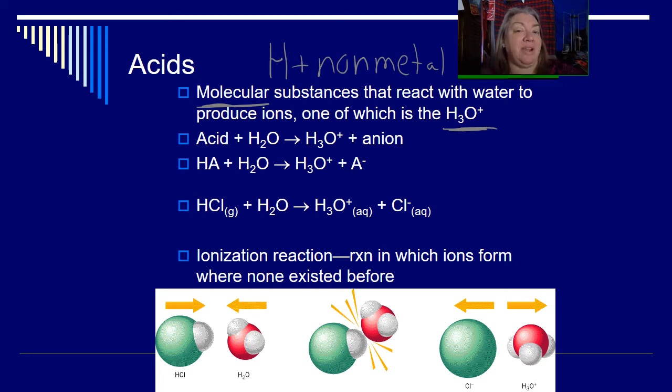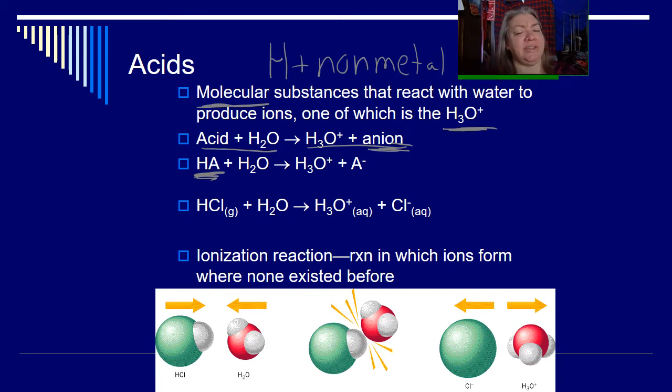Now, what happens there is that the water goes over and it steals away the hydrogen, and it leaves behind whatever else it had. So we can say that the acid plus water gives hydronium plus an anion. Do you remember what an anion is? That just means something with a negative charge. So we can write this generically. We can say HA. Now HA is, like I said, a generic acid. It's a made-up acid. It's a happy acid. It's hydrogen and an anion. And along comes water, and water is going to steal that hydrogen away, and it leaves the anion.